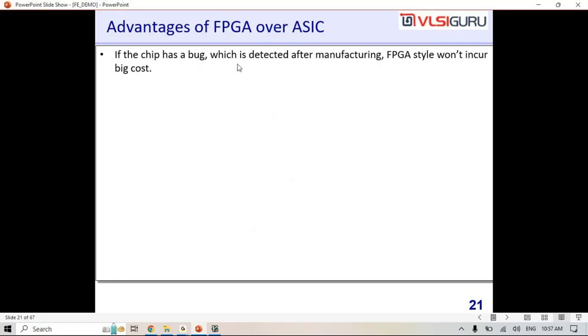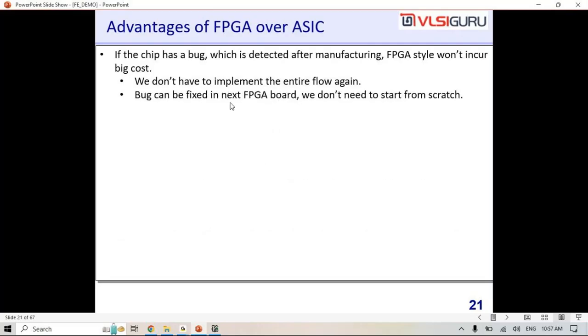So if a chip has a bug which is detected after manufacturing, FPGA trial won't incur major cost. We don't have to implement the entire flow again. The bug can be fixed in another FPGA board and we don't need to start from scratch. In ASIC, if there is a bug, we need to do the entire flow again.